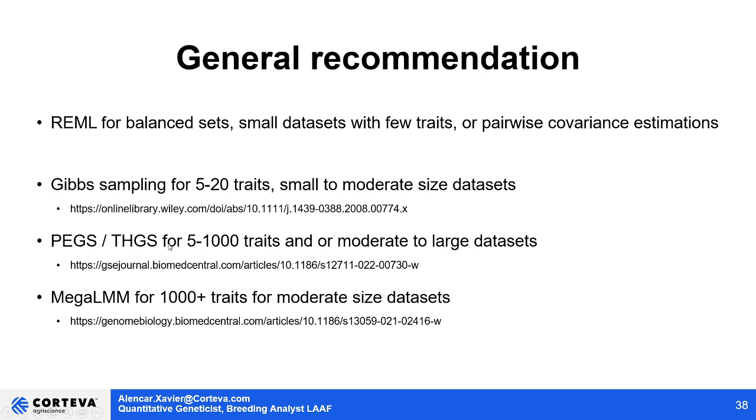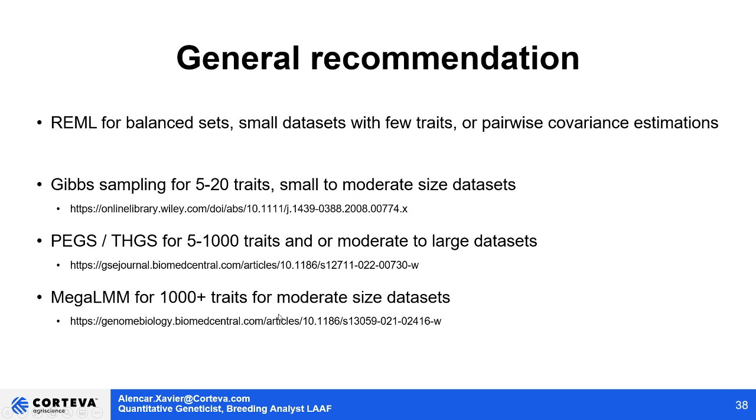However, if your number of traits is large or your data set is large, we would recommend you move to the proposed approaches, PEGS and THGS, so pseudo-expectation Gauss-Seidel or tilde-hat Gauss-Seidel, which can really speed up the computation of large models. And myself, I'm very comfortable with running those models even if the number of traits is not too large.